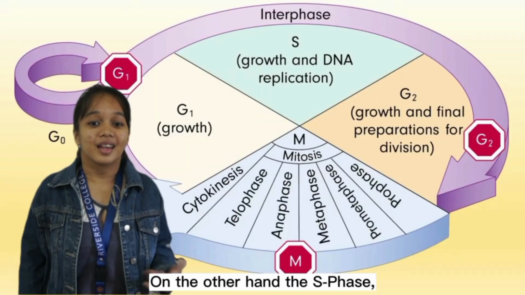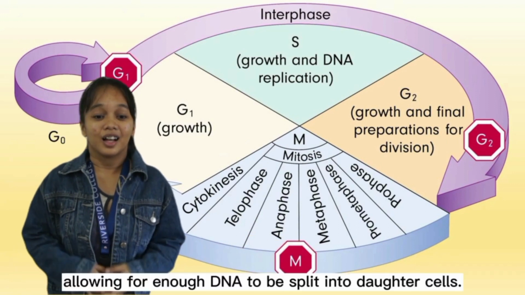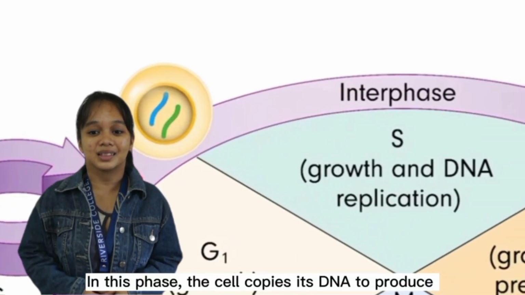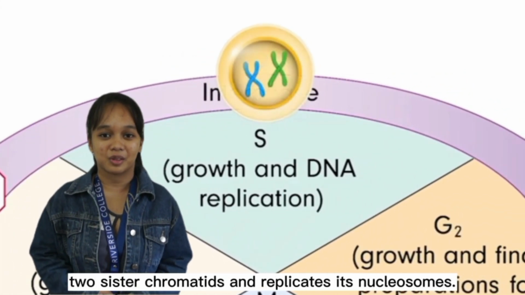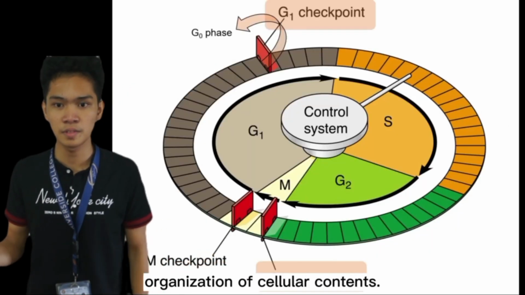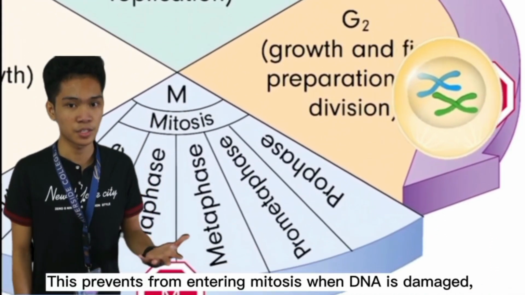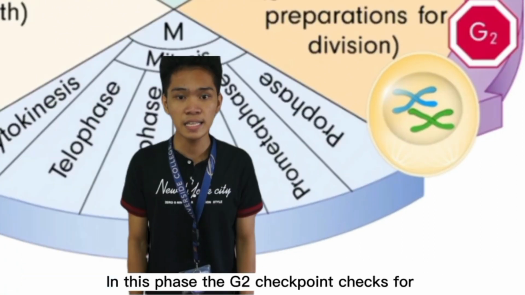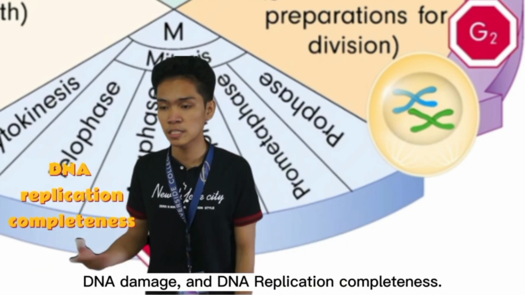On the other hand, in the S phase, the genetic material of a cell is doubled before it enters mitosis, allowing for enough DNA to be split into daughter cells. In this phase, the cell copies its DNA to produce two sister chromatids and replicates its nucleosomes. The G2 phase involves further cell growth and organization of cellular contents. The G2 checkpoint prevents cells from entering mitosis when DNA is damaged, helping to maintain genomic stability and prevent cancer. It checks for DNA damage and DNA replication completeness.